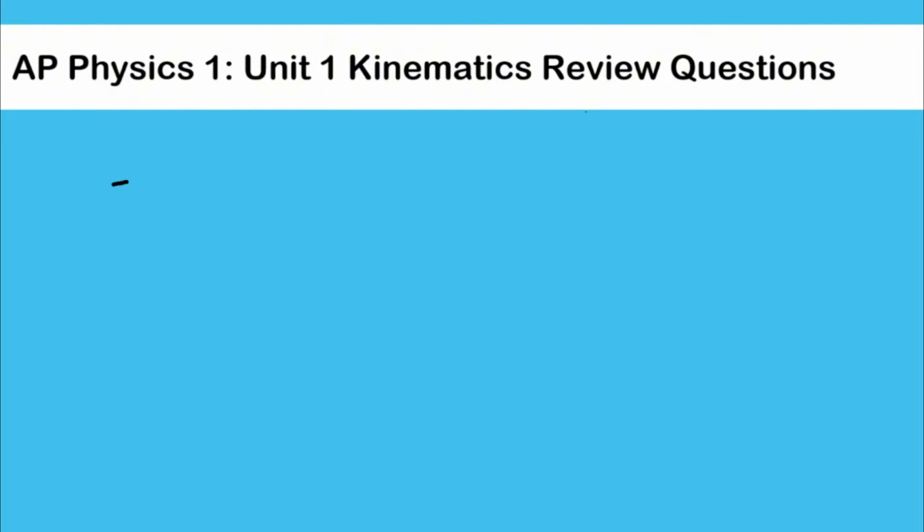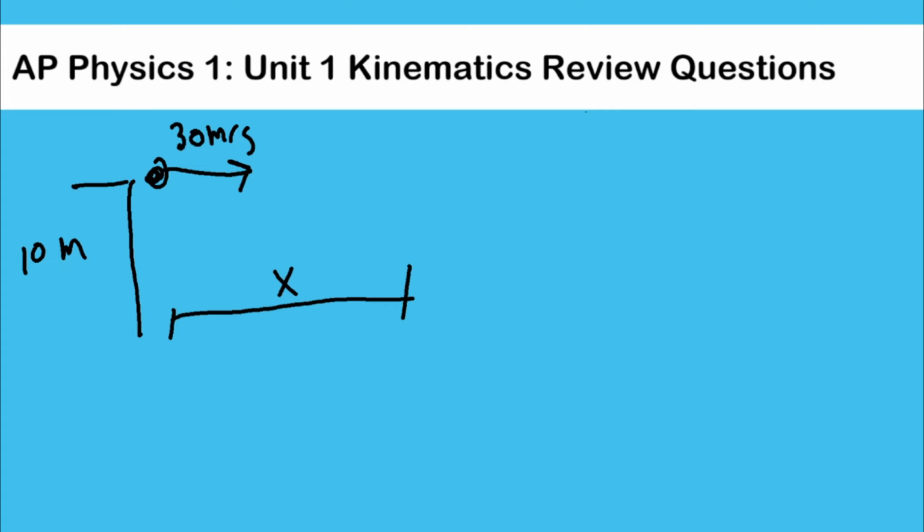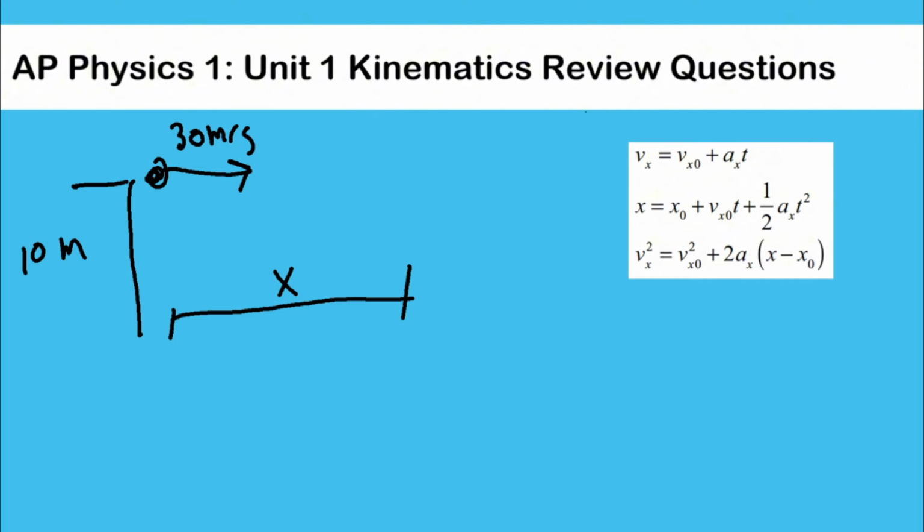Okay, so for this next problem, an object is thrown horizontally at 30 meters per second at a height of 10 meters. So we're going to look for how far does this object travel before hitting the ground. In terms of x, how far does it travel before the ball hits the ground? So first, what we need to do is find how long does it stay in the air. We're going to use the kinematics equations again, and the one that we're going to use here is the second one.